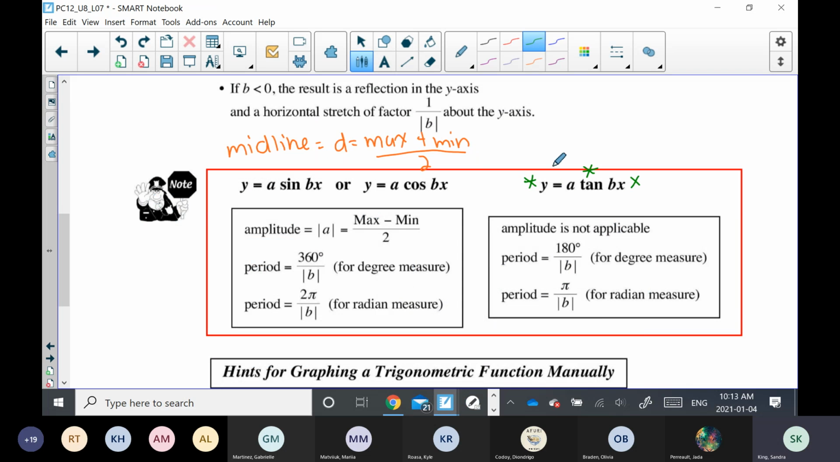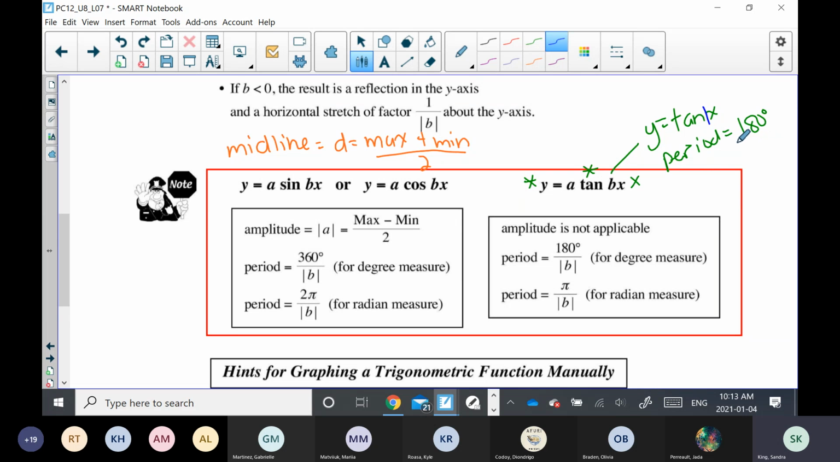So I want you to write for this, y is equal to tan bx. So write down y is equal to tan x. The period of this graph is 180 degrees for a regular tan graph, right? Because remember, this b value would be 1, so 180 degrees divided by 1. For tan graphs, they repeat every 180 degrees.